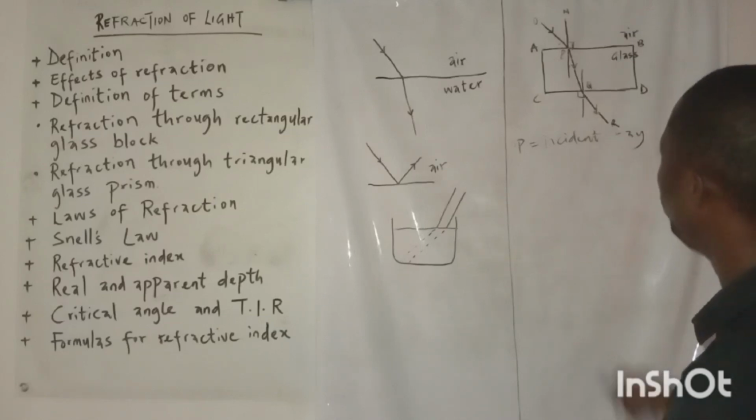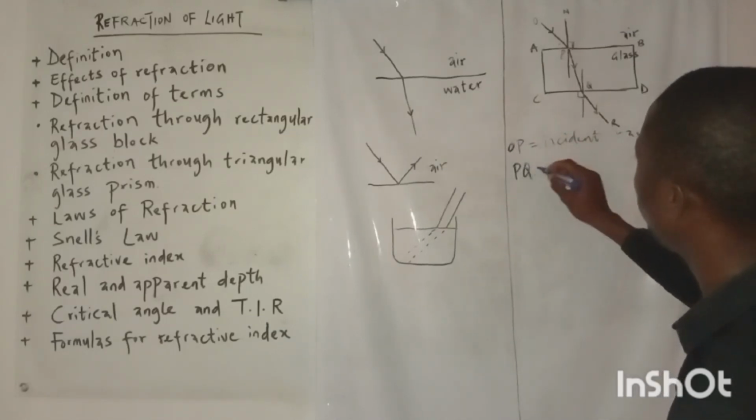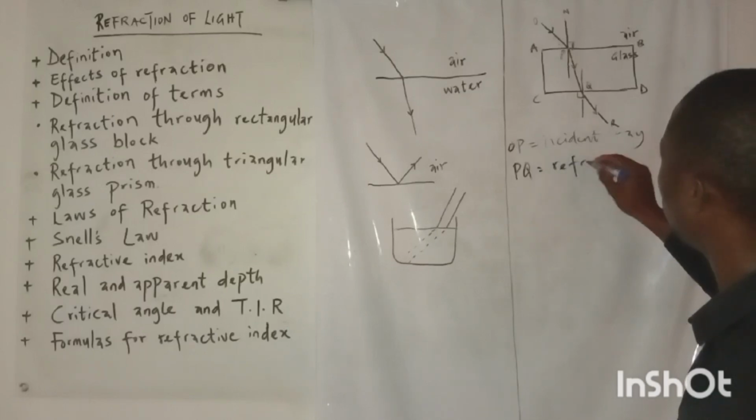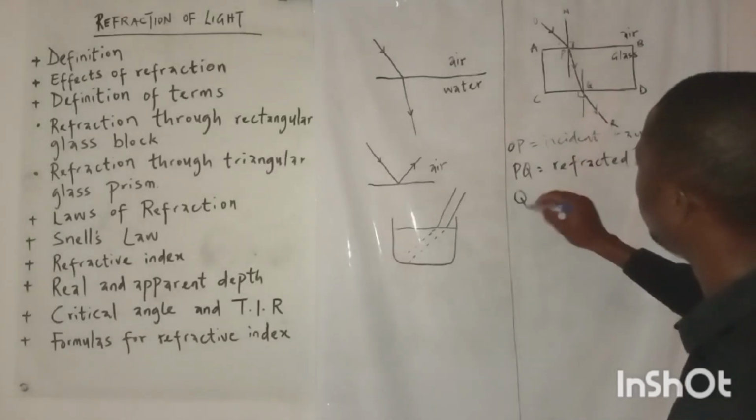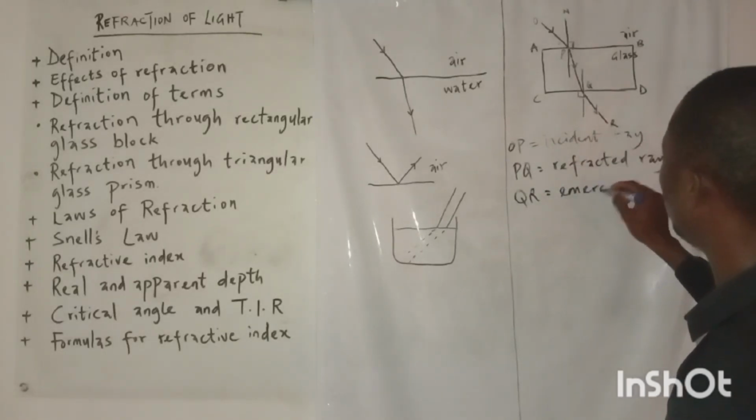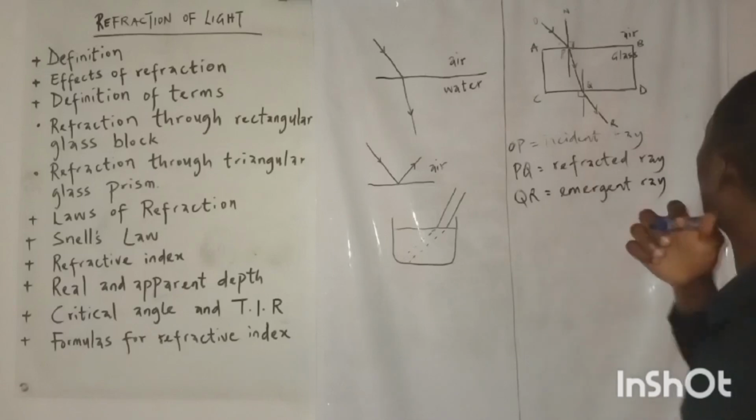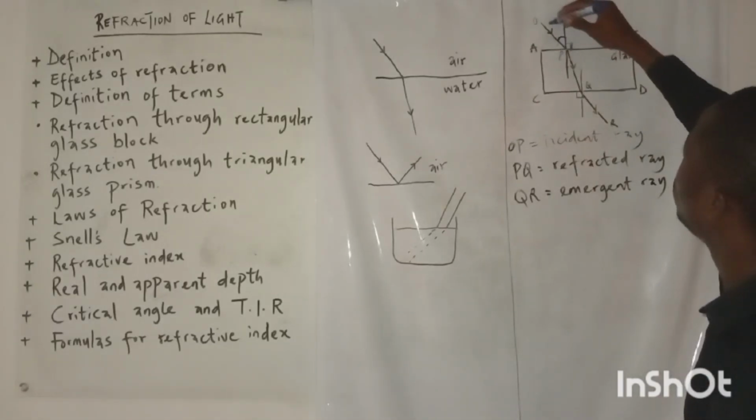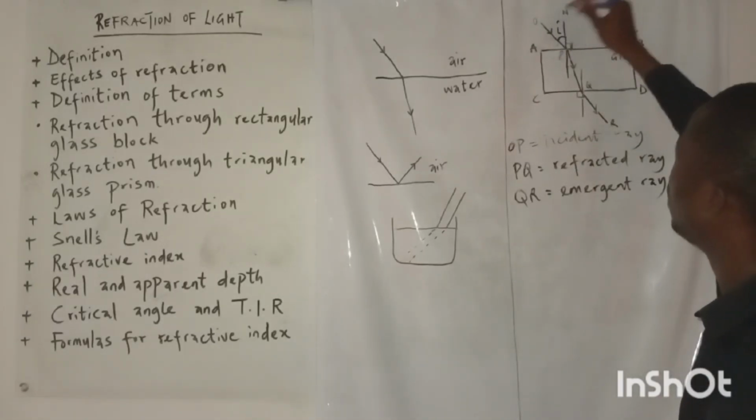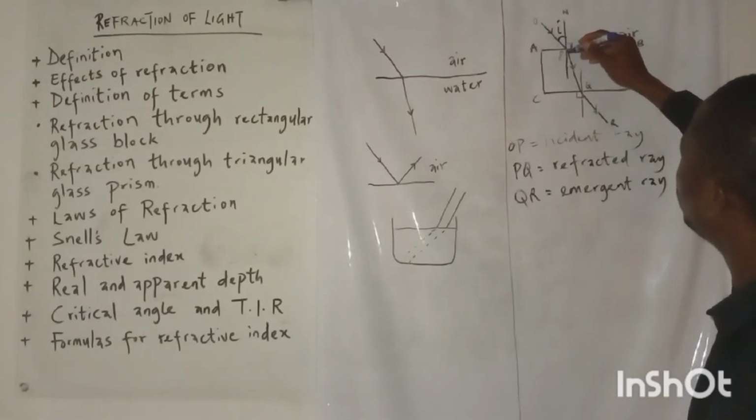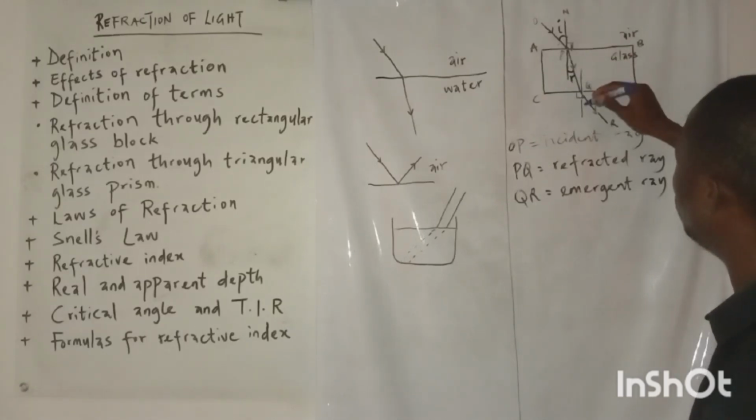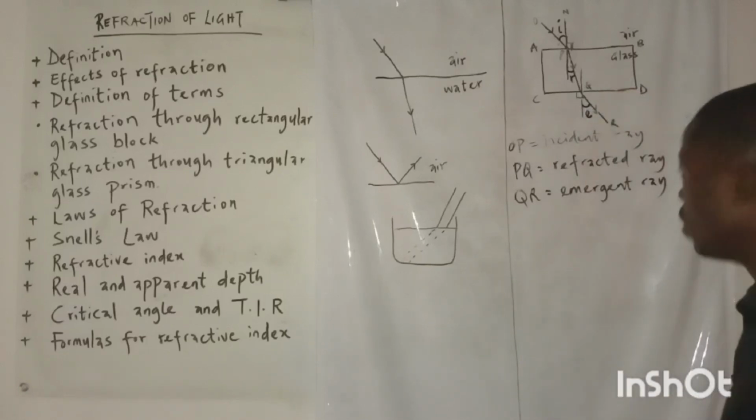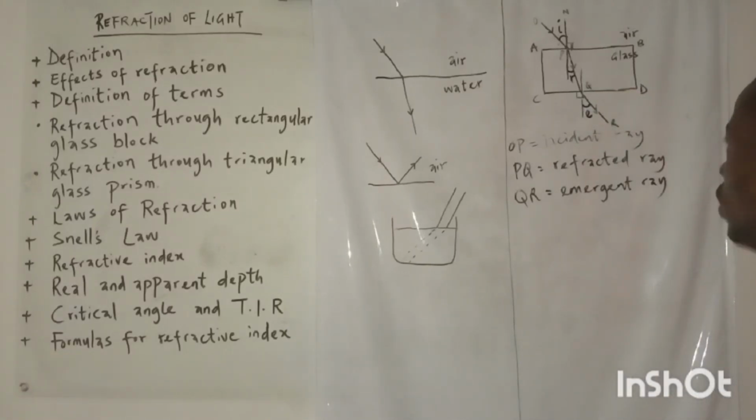and PQ is the refracted ray, and QR is the emergent ray. Now the angle between the incident ray and the normal is the angle of incidence, I, and the angle between the refracted ray and the normal is the refracted angle, R, and the angle between the emergent ray and the normal is the angle of emergence, or emergent angle.